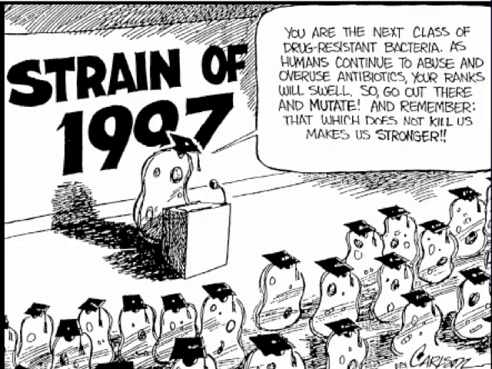And we are making these guys. This is an old slide because it's a strain from 1997. Strain in 2008 is pretty strong too. "You're the next class of drug-resistant bacteria. As humans continue to abuse and overuse antibiotics, your ranks will swell. Go out there and mutate. And remember, what does not kill us makes us stronger." And that's true. What does not kill the bug, you give more exposure, and it will make it stronger. So we have more resistance as a result of that.